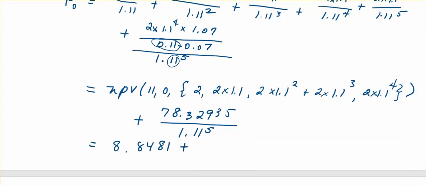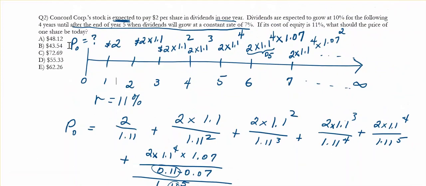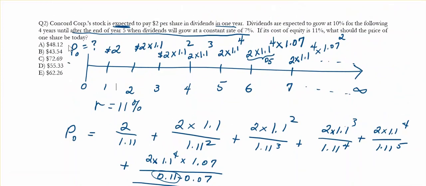8481, and the present value, the terminal value, will be 46.4847. Add the two together and we get 55.33. We go up to see which option that is, and there it is, option D.